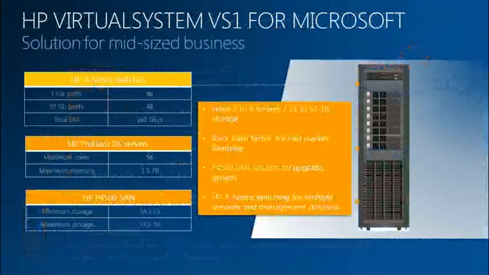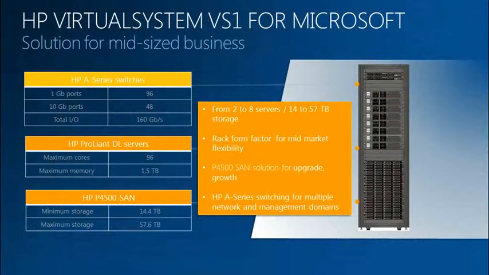All right. So a little bit of detail on some of the solutions. What you're seeing on the screen is the VirtualSystem 1. Basically, as Paul already alluded, this is for the small to mid-sized business. It can also be used in situations where you're a large enterprise and you're looking at perhaps a remote office, small office location.